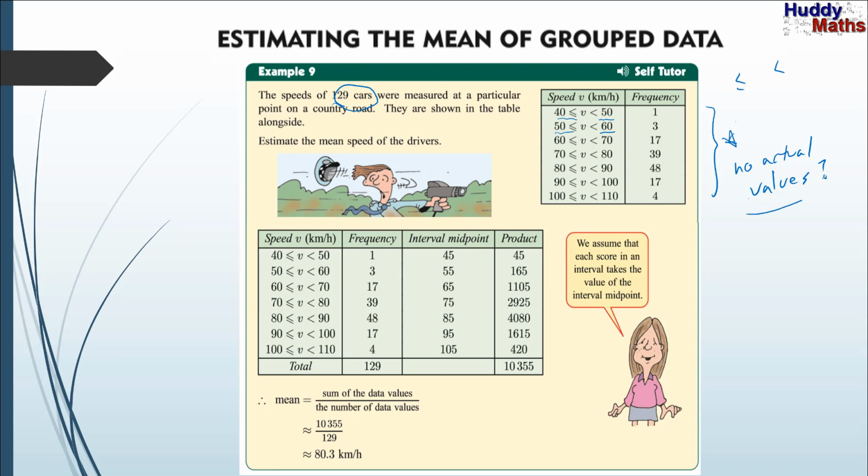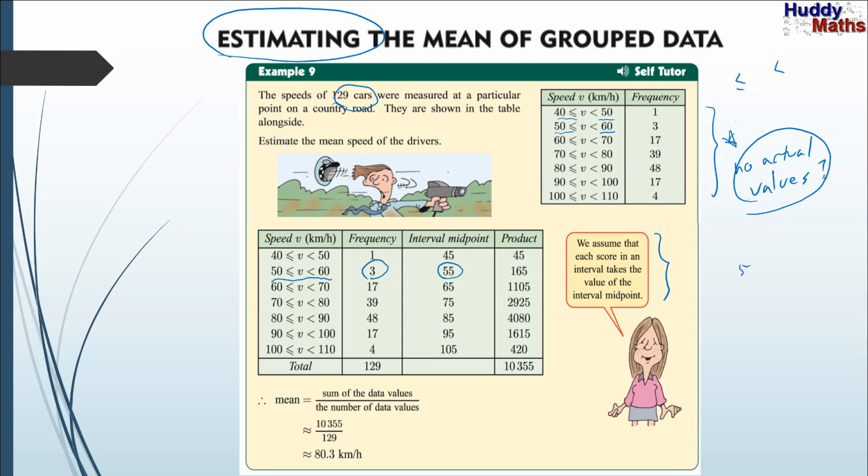We don't have the original values, so we're going to make an assumption. This is estimating now: estimating the mean of group data. Because the data set has been lost, it's been grouped up, and now we don't have all the individual scores. So we're going to assume each one of these three were all equal to the midpoint of this group. That's an approximation, it's an estimation.